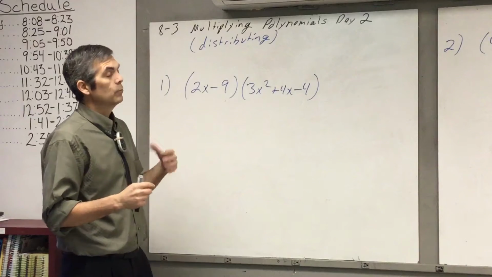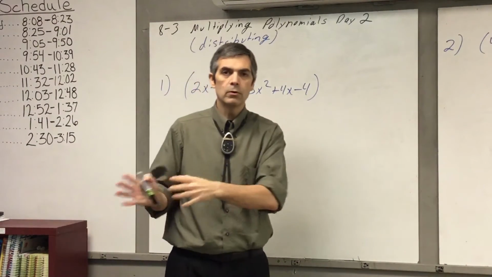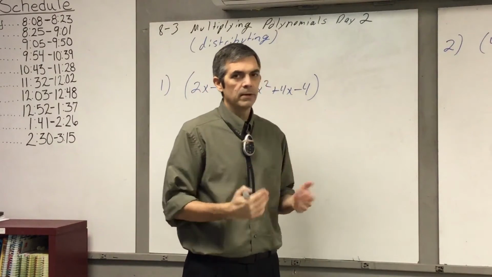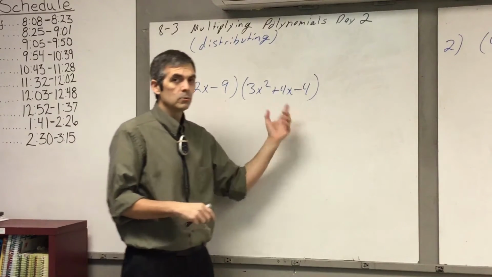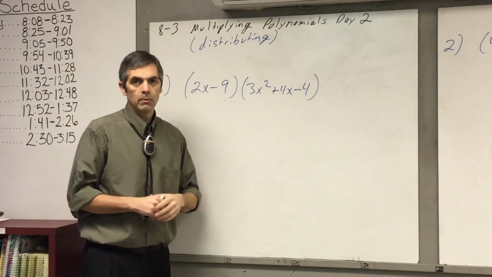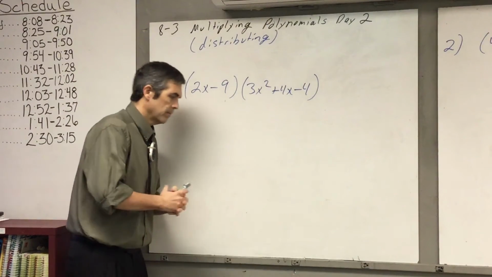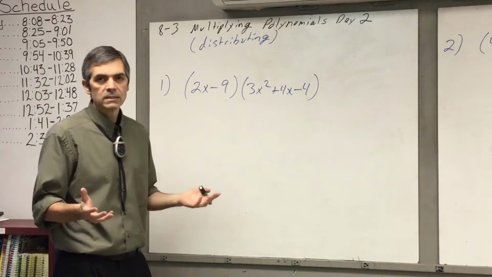When you have a binomial times a binomial, you want to use FOIL. It's a simpler form, it's easier to handle, and you see it a lot better. But when you start getting into binomials times trinomials and larger, then you want to start using the distributive property, and we're going to show today exactly how this works. Once you see it, you'll say, oh, okay, that makes sense.